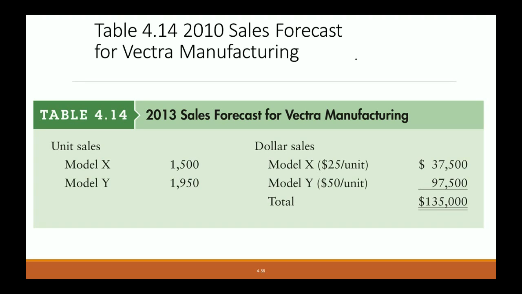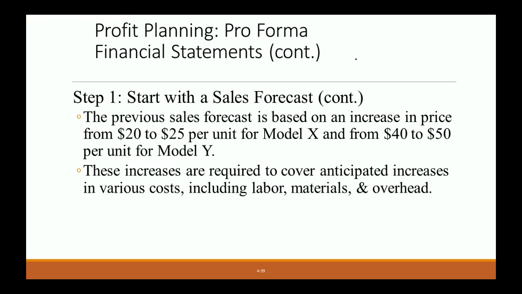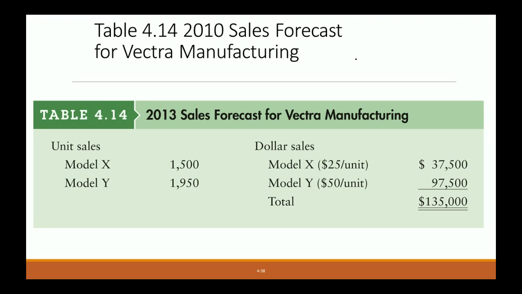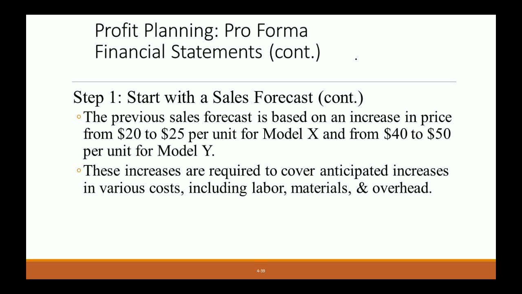So here we are. We're going to be looking at Vectra Manufacturing. We have their sales forecast for 2013. This sales forecast that we're looking at here is based on an increase in price from $20 to $25 for Model X, and an increase in price from $40 to $50 for Model Y. And so we're looking at the number of sales and the total dollar sales. We need to increase the purchase price of these models to cover increases in our costs, including labor, materials, and overhead.